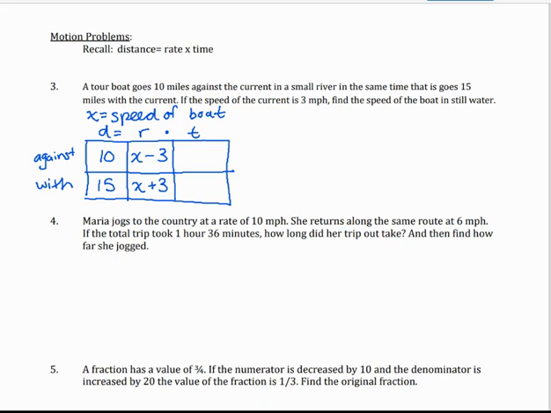Now, our goal is to not use two variables. So do I know how long? I don't know how long. So I don't want to put y in here. But what I know is that if I have two columns, I can always find the third. How do I get t alone? I divide by r. So I have d over r equals t. That means I can have 10 over x minus 3 in this box and 15 over x plus 3.